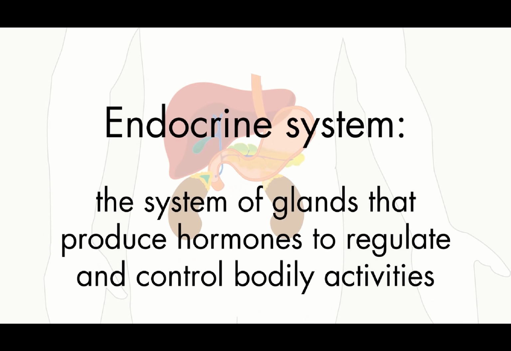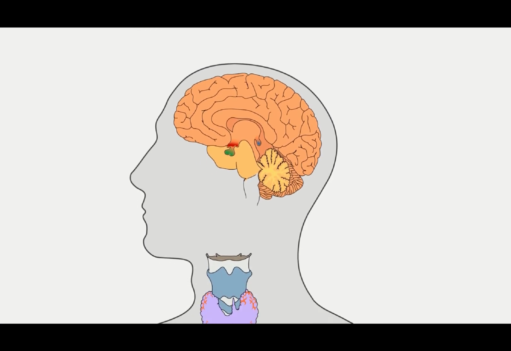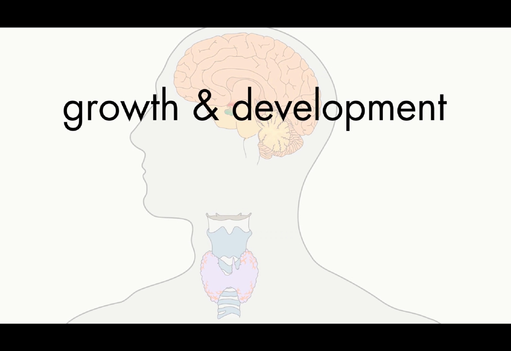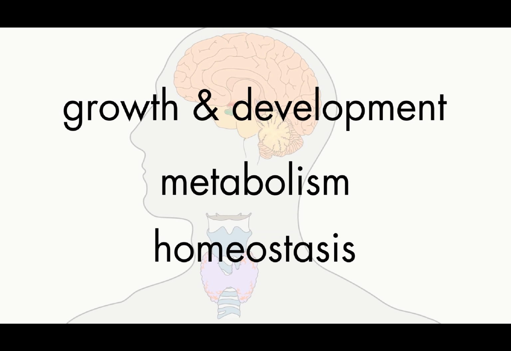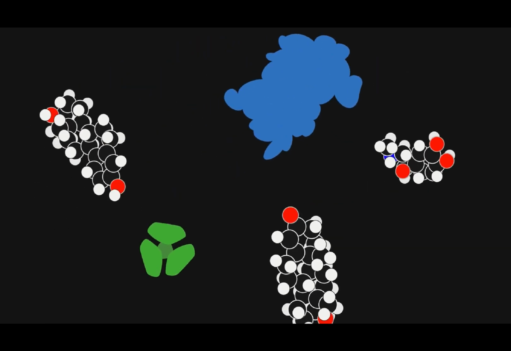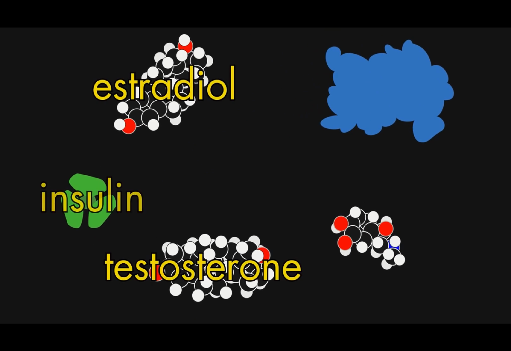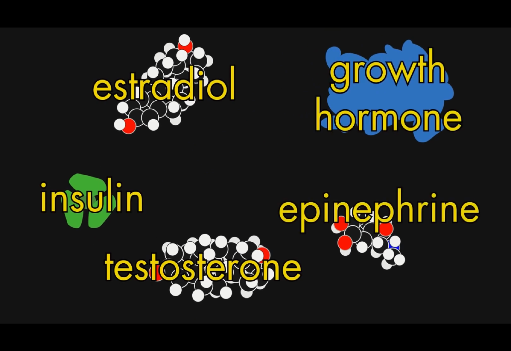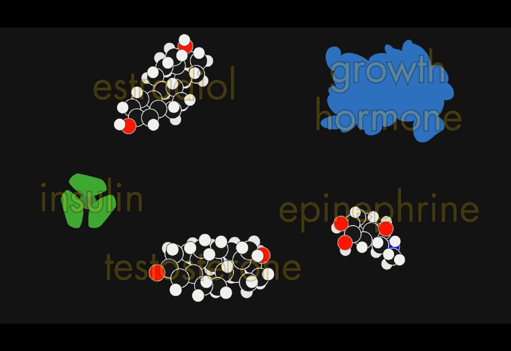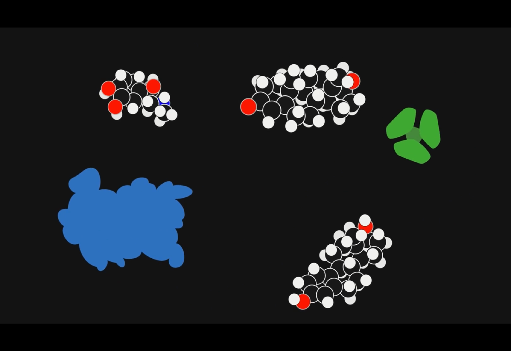The endocrine system is a system of glands that produce hormones to regulate and control bodily activities. The endocrine system controls a number of important functions throughout the body, including growth and development, metabolism, and homeostasis. There are many different hormones in the body, and each is responsible for different functions. Estradiol, testosterone, insulin, growth hormone, and epinephrine are just a few examples of hormones. Although they are involved in different functions of the endocrine system, hormones work in a similar manner.